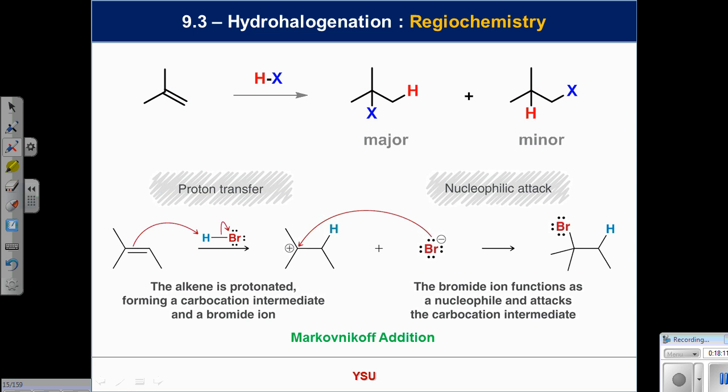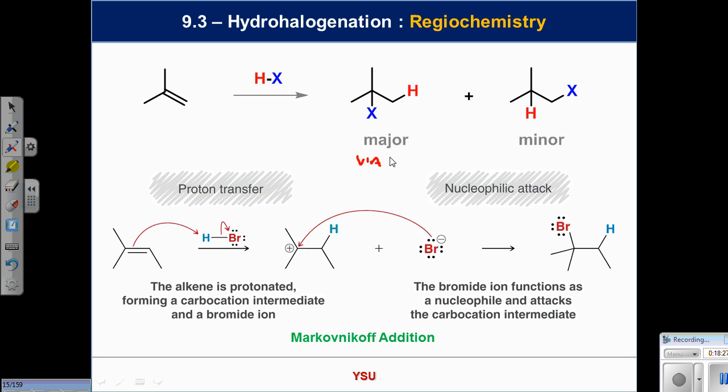Mechanistically, this isn't difficult at all. It's 2 steps. You protonate, you form a carbocation, then you do a nucleophilic attack, you get your product. Worthwhile because you go from less stable stuff to more stable stuff. But the selectivity involved now is all to do with preferring a tertiary carbocation.